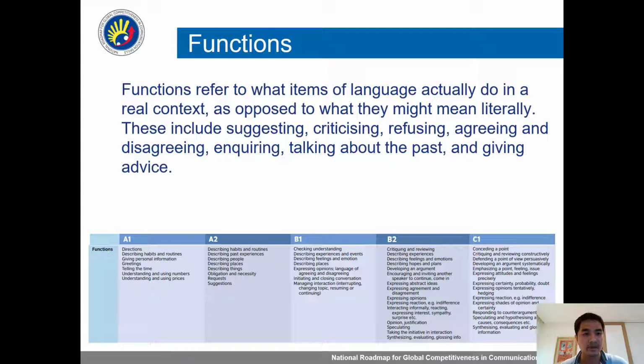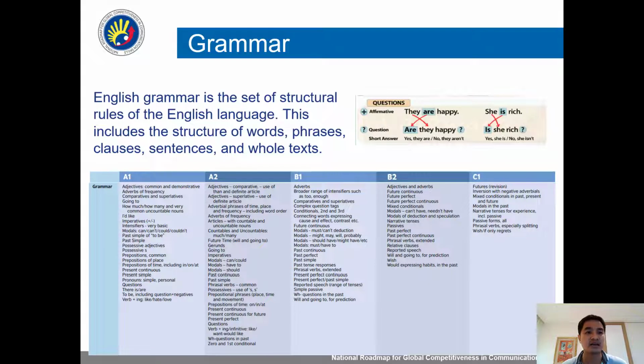So if you're in A1 and I score A1, I can expect you to do these things. If you're in B1, then I can expect you to do all of these things. Okay, so that's how we use the EAQUALS framework, also how to teach, and also figuring out what people know or don't know. Second, grammar. So here, English grammar is the set of structural rules of the English language. This includes the structure of words, phrases, clauses, sentences, and whole texts.